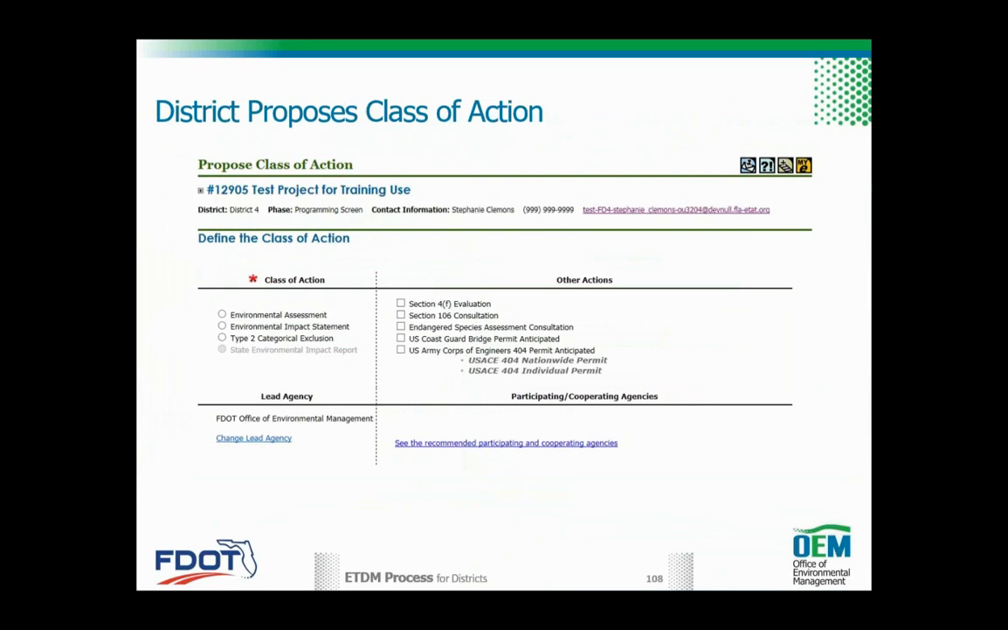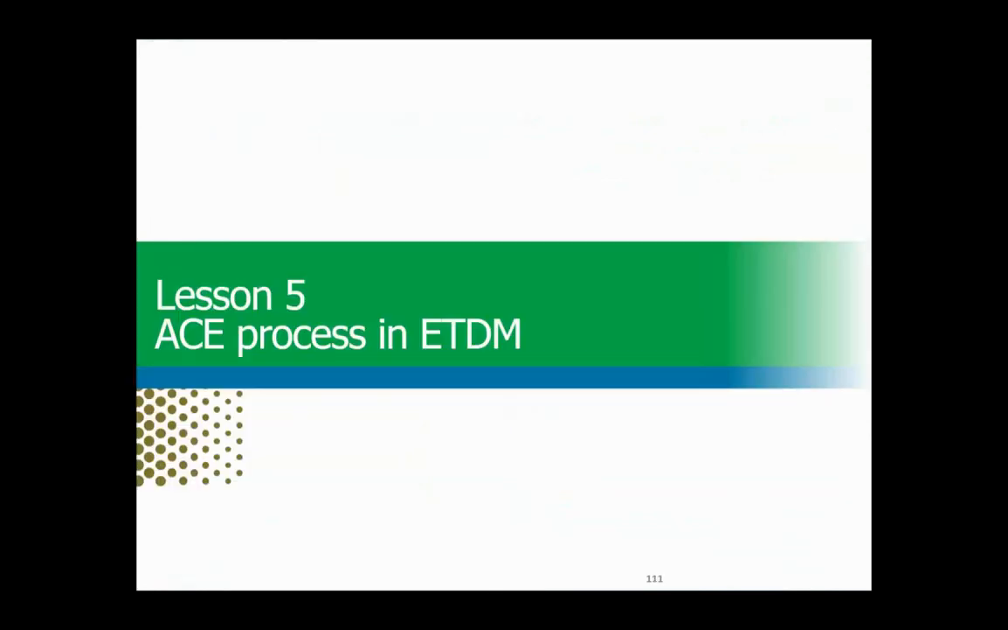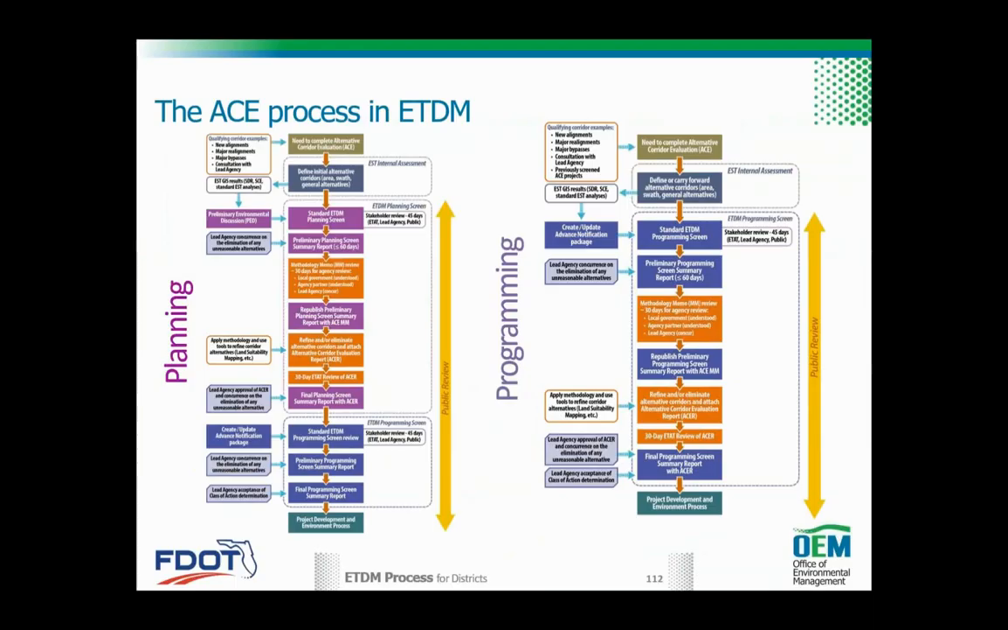Here's the screen capture for the class of action. You'll notice it all remains the same, and you'll notice the lead agency has now switched to the Office of Environmental Management. When one is proposed, just as happens today, instead of the email going to FHWA, the email will come to OEM. They'll have a link, they'll log on, they'll sign the class of action determination. So functionally, it all stays the same.